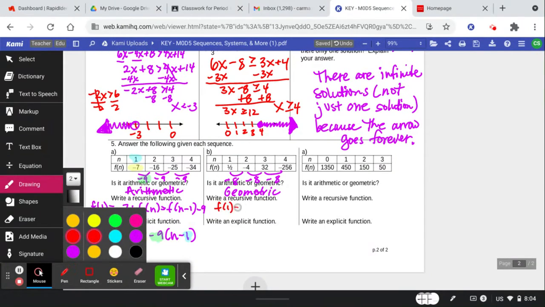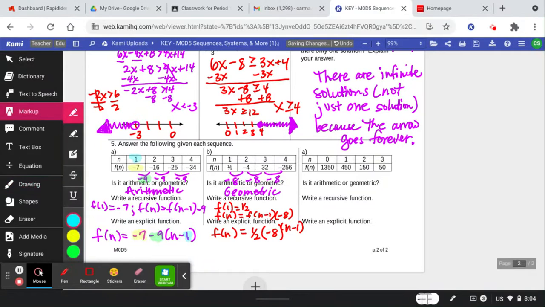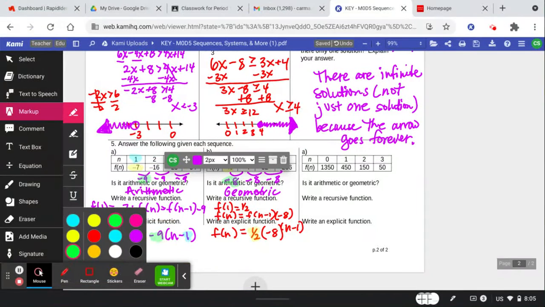So f of 1 equals 1/2. F of n equals f of n minus 1 times -8. Explicit begins with 1/2 times -8 to the power of little tiny n minus 1. Where do all these parts come from? Remember that the begins at 1/2 starts there. The times -8 comes from there. And then the power of n minus 1 comes from right here.